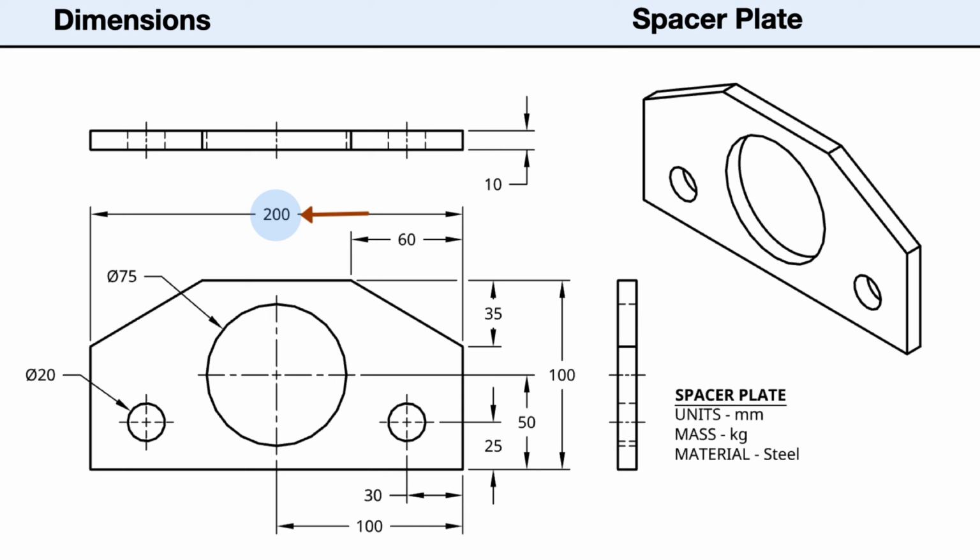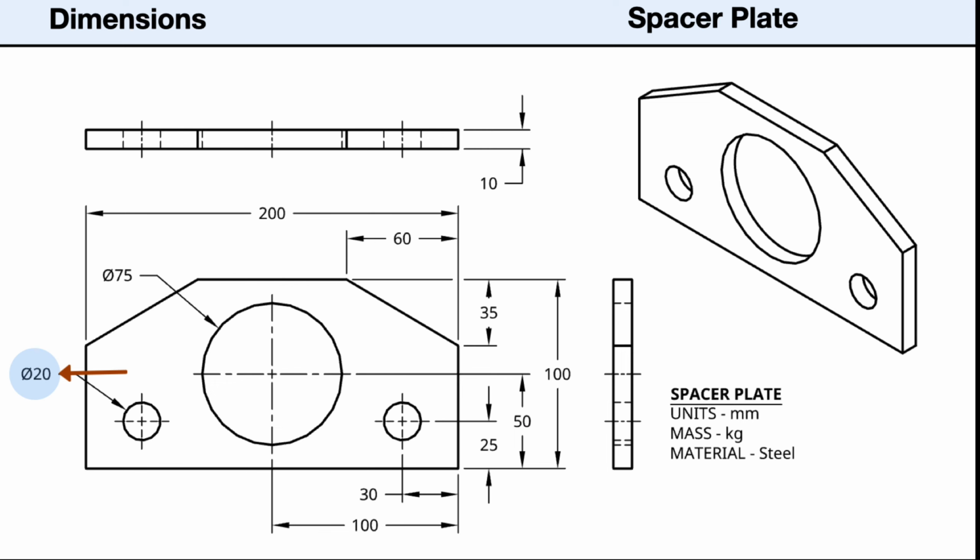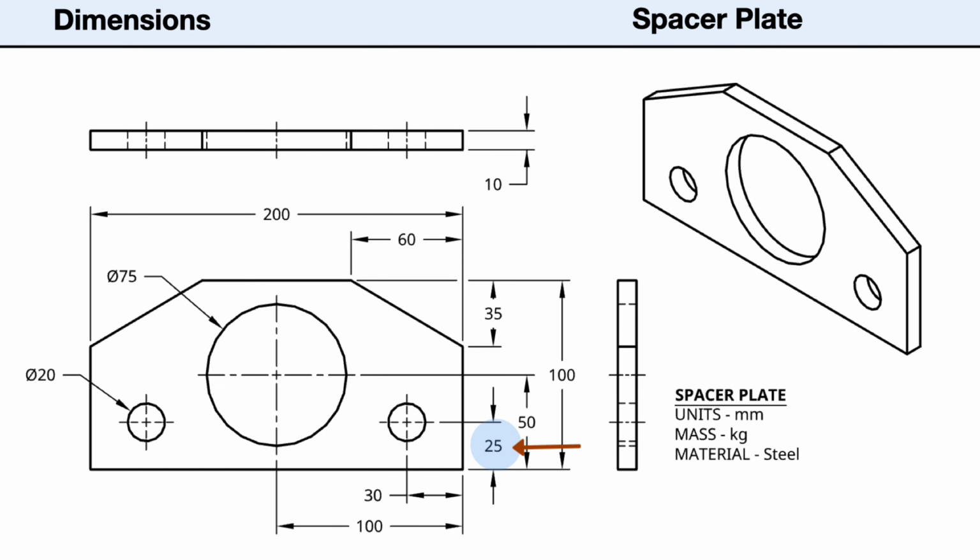The front view shows the length is 200 millimeters. The height is 100 millimeters. The large hole has a diameter of 75 millimeters and is centered on the plate. The smaller holes have a diameter of 20 millimeters. The hole location is 25 millimeters above the bottom edge and 30 millimeters from the outside edge.